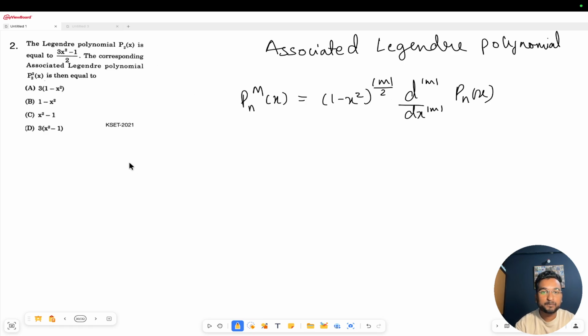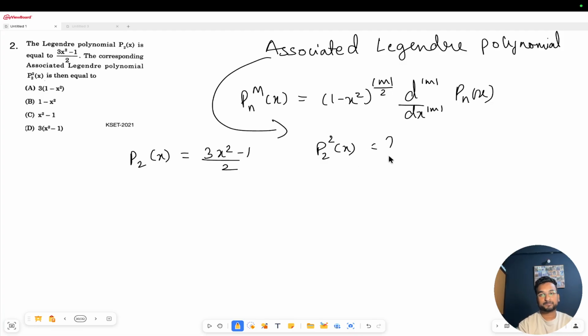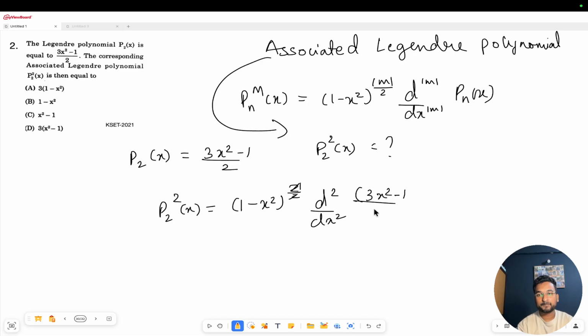They have given you that P2(x) is 3x square minus 1 by 2, and they have asked you P22(x), which is the associated Legendre polynomial. So this is a direct question. If you know this formula, it is a direct question. P22(x) will be what? Minus 1, why am I telling minus 1 first? (1 minus x square) to the power mod m by 2. Already it is 2, divided by 2 is 1, and you have to do the second order derivative of 3x square minus 1 by 2.